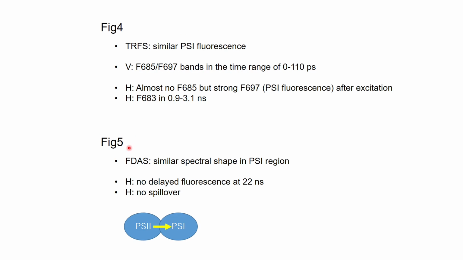Figure 5 shows the fluorescence decay associated spectra, FDAS. FDAS showed similar spectral shape in the PS1 region between the two samples. However, the heterocyst thylakoid showed no delayed fluorescence at 22 nanoseconds. So this suggests spillover does not occur in the heterocyst. Spillover means excitation energy transfer from PS2 to PS1.